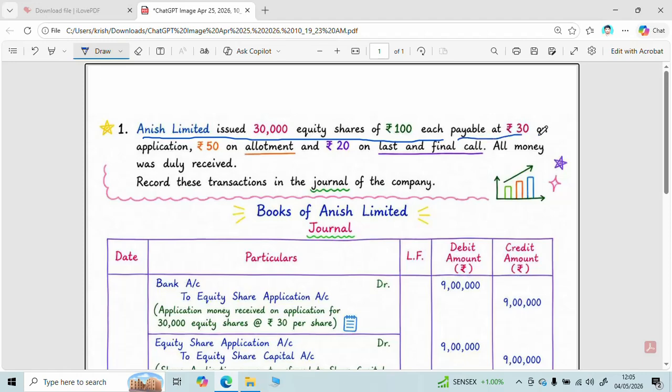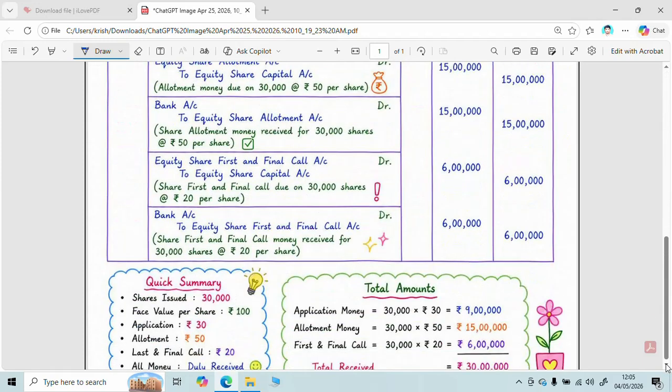Payable at 30 rupees on application. Of this 100 rupees face value, through the application they are inviting 30 rupees, and 50 rupees on allotment. 50 rupees is the allotment money and 20 rupees is the last and final call money. All money was duly received. So we have to prepare journal entries in the company. This is the first problem of issue of shares at par.